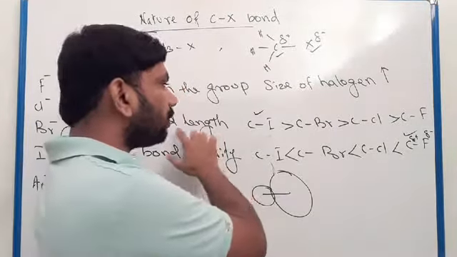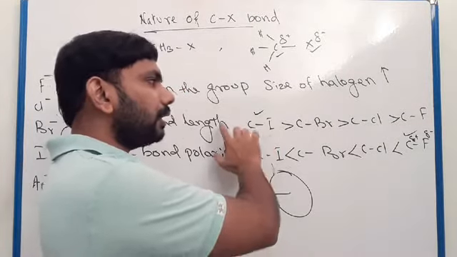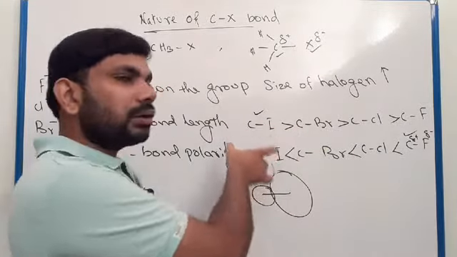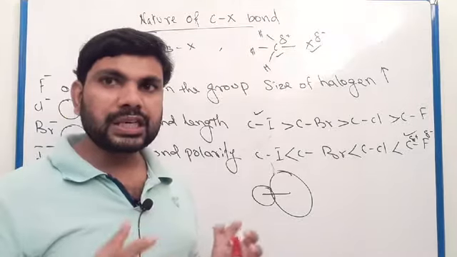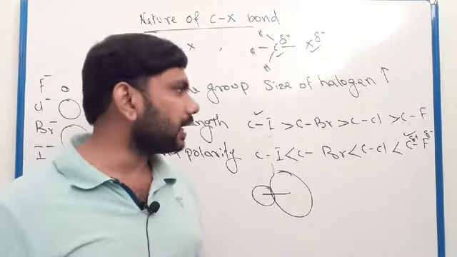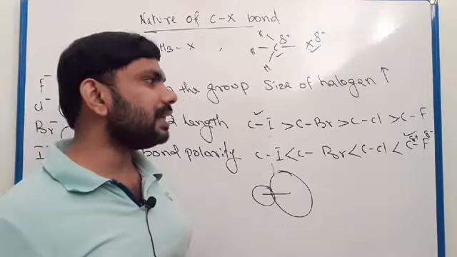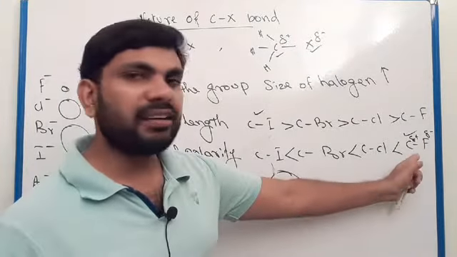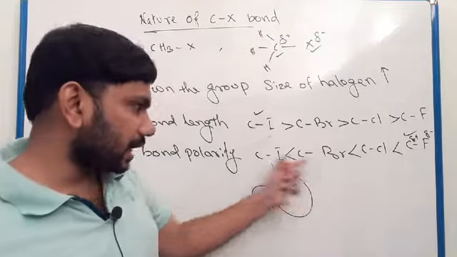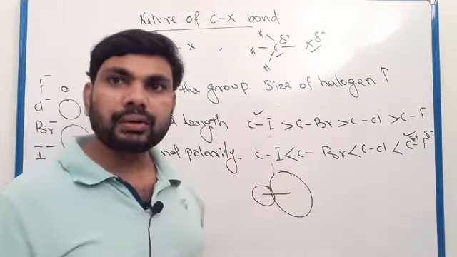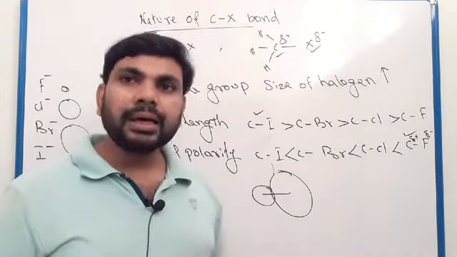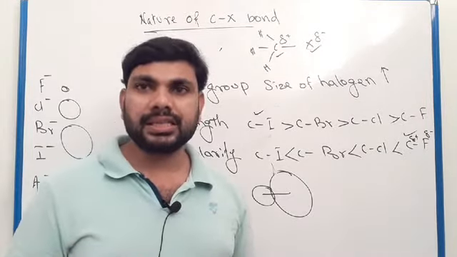So this is the order of bond length. When you move in this direction, bond length decreases. Clear? C-I bond length is higher than C-Br, C-Cl, C-F. But bond polarity is higher in the C-F bond and it decreases in this order because of the charge density. In C-F, fluorine has more charge density.